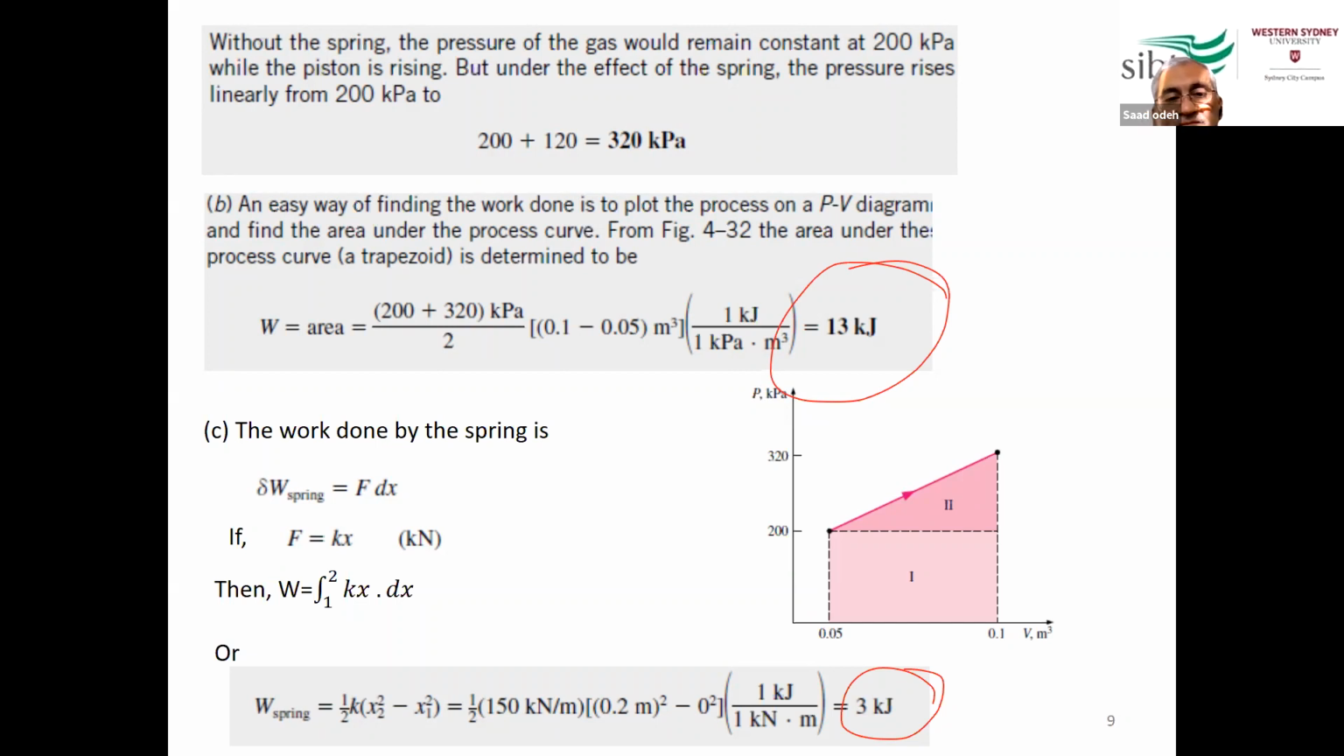So the net work will be 10, because the gas is trying to push the spring upward and the spring is trying to push it downward. So the works are opposite to each other, and the net work will be 13 minus 3, which is 10.